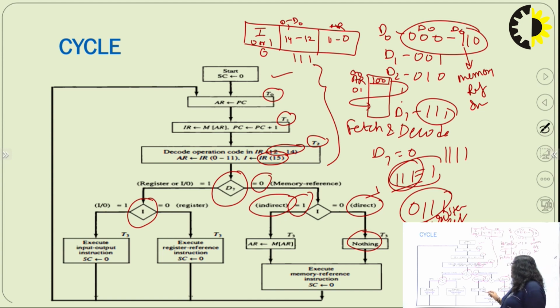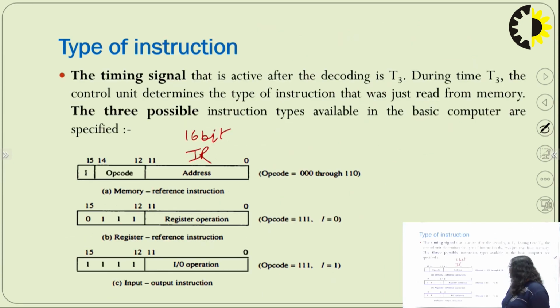So M of AR holds the address. Suppose this is 100, so it is 100 over there. So the content of AR points to the memory. So this is the indirect memory reference instruction. I think it is clear to all of you now.